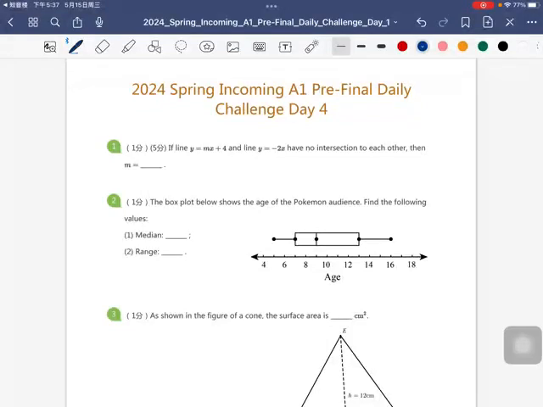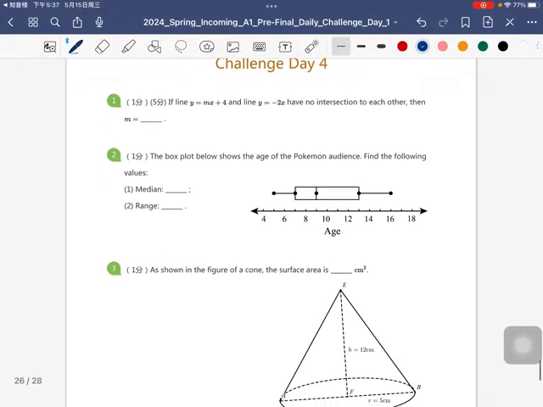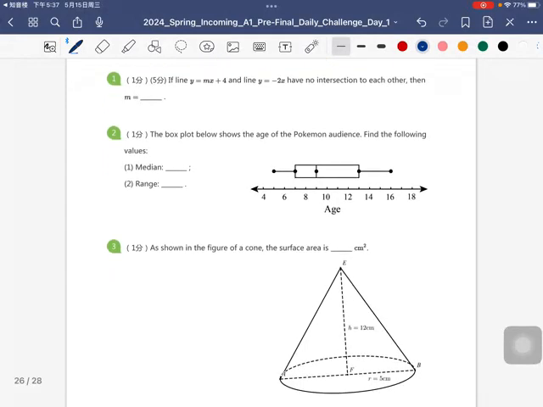Okay guys, so let's take a look at the problems in our last day. Okay, if the line y equals mx plus 4 and the line y equals negative 2x have no intersections, well then what should m equal? Obviously if they don't have intersections, they are what? Parallel lines should have the same slope, right? So m should equal negative 2.